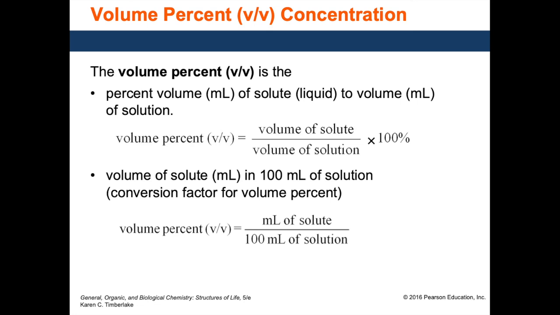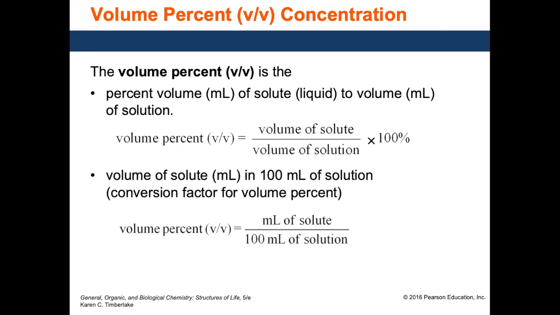Okay, so now we're going to get to that beer example I was talking about. Basically, when we do a percent by volume, it's kind of the same thing. It's just your amount of solute divided by amount of solution. The only difference here is instead of mass, we're going to use volume.